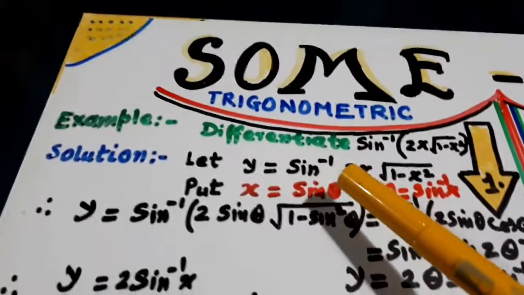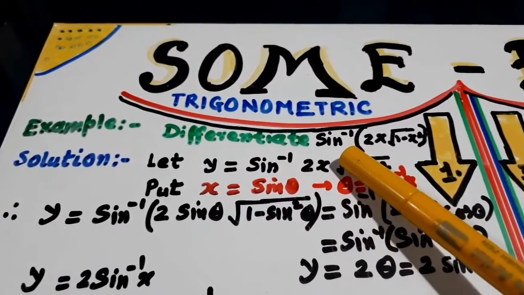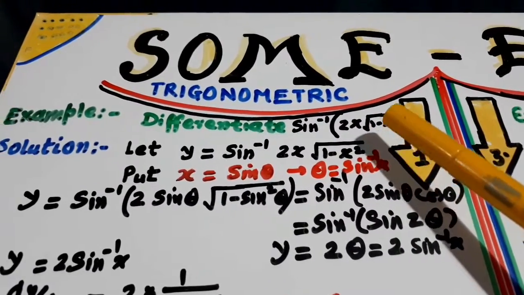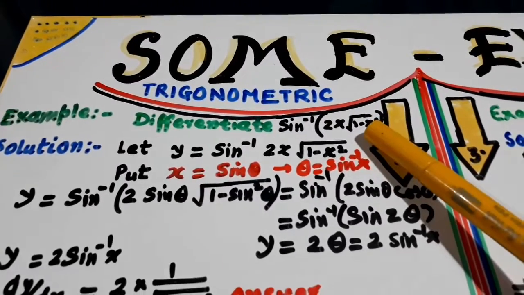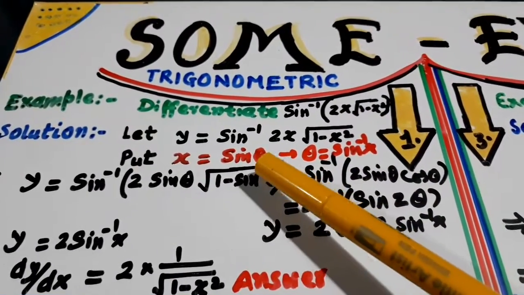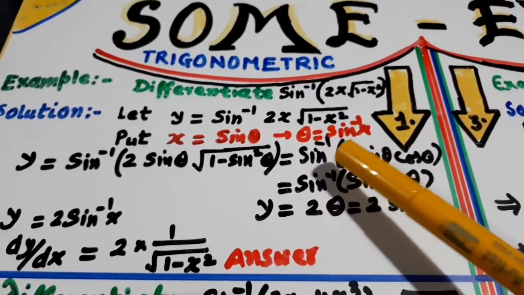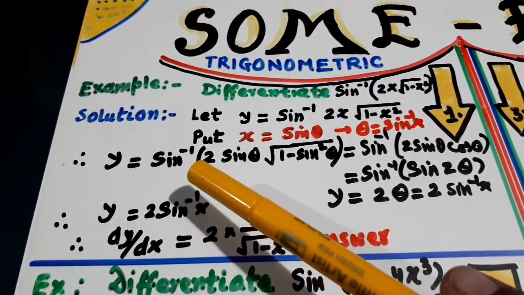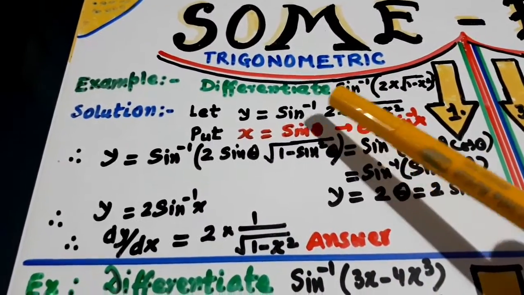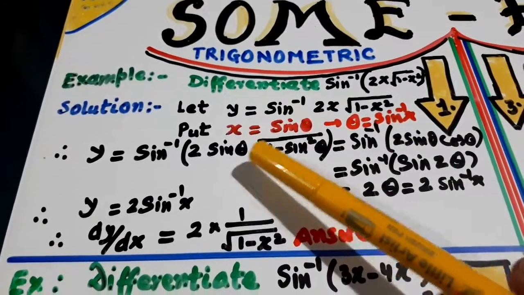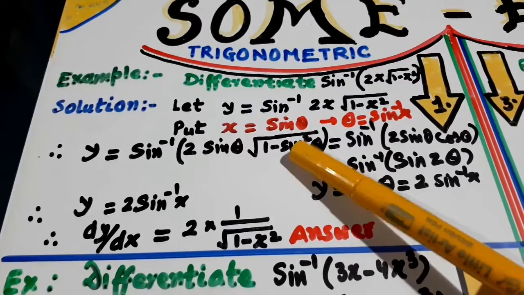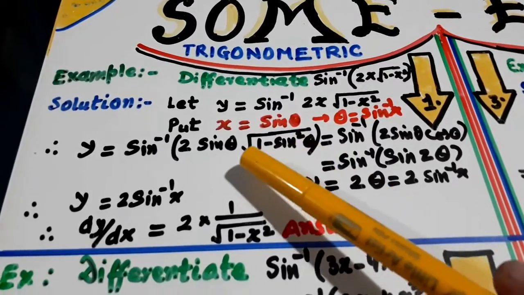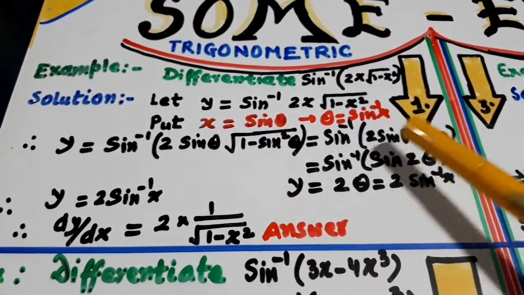So first is differentiate sine inverse within the bracket 2x under root 1 minus x square. Look here, 1 minus x square. I told you to substitute x is equal to sine theta. Then theta will become sine inverse x. Now let us substitute here 2, x की जगह sin theta लगा दीजिए. It becomes 2 sin theta. 1 minus sin square is cos square. When it will come out of the square root, it will become cos theta.